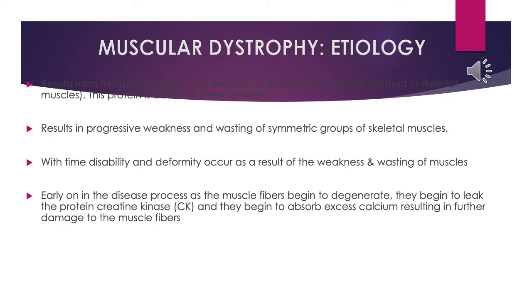Muscular dystrophy results from a mutation of the gene that encodes dystrophin, which is a protein product in skeletal muscles. In children with muscular dystrophy, we're going to see a complete absence of this protein. Not having that protein results in a progressive weakness and wasting of symmetrical groups of skeletal muscles. Over time, the weakness and wasting results in disability and deformities.